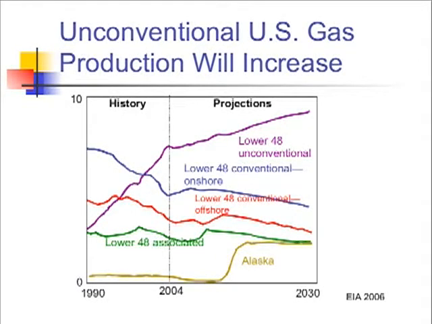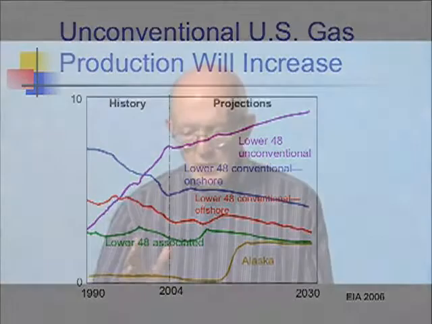And first we see the history and then the projection of lower 48 conventional onshore gas. And what we see in this graph is a downward trend through history and a continued projection of downward trend in production of lower 48 conventional gas onshore. Offshore gets a lot of publicity, but again, the history and the projection suggest a downward trend. Lower 48 associated gas, associated with the production of oil: flat at best.